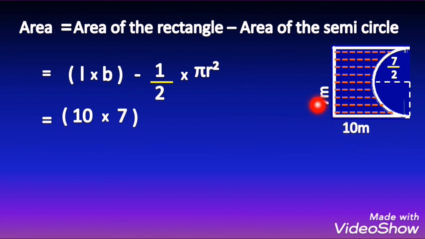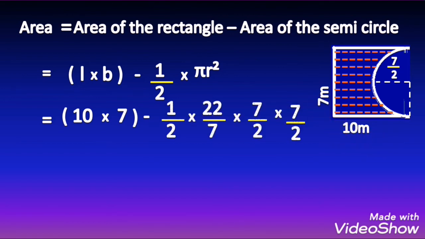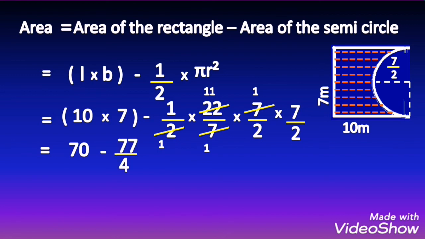So 10 into 7 minus half into 22/7 into 7/2 into 7/2. You can see this is the radius of this semicircle. Now let us simplify. 2 ones are 2, 2 11s are 22. 7 ones are 7, 7 ones are 7. It is equal to 10 into 7 is 70 minus 11 into 7 is 77 by 2 into 2 is 4.